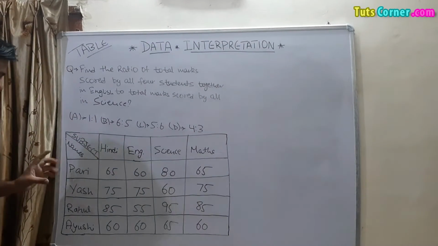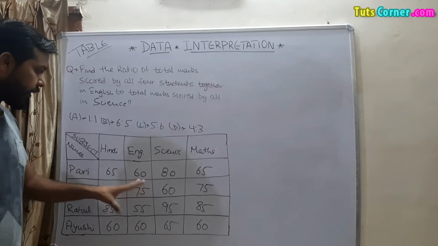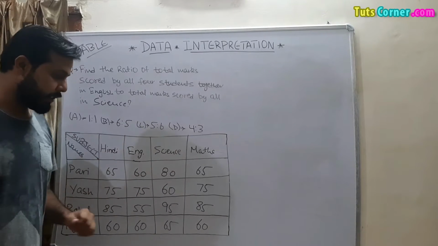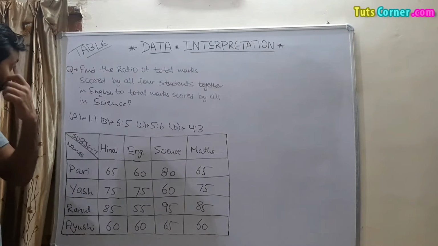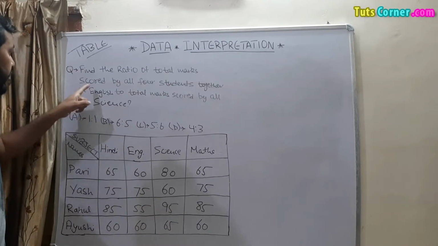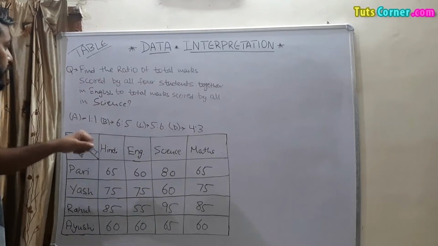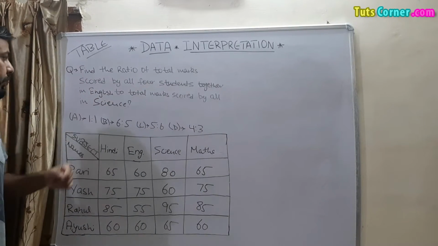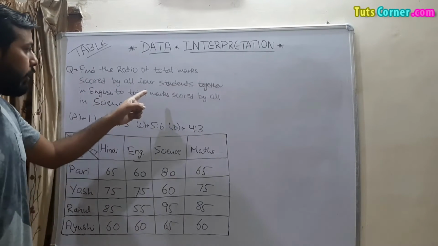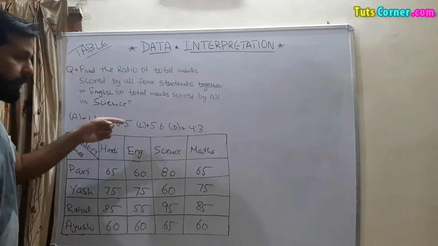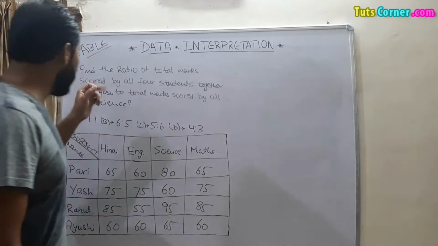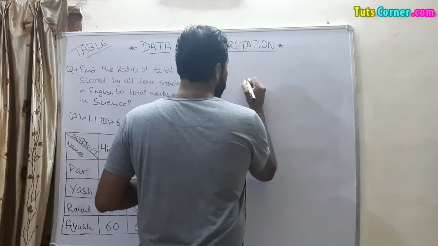This is our table where these four students secure these marks in four different subjects. By using this table we calculate some questions. First question is, find the ratio of total marks scored by all four students together in English to all total marks scored by all in science.